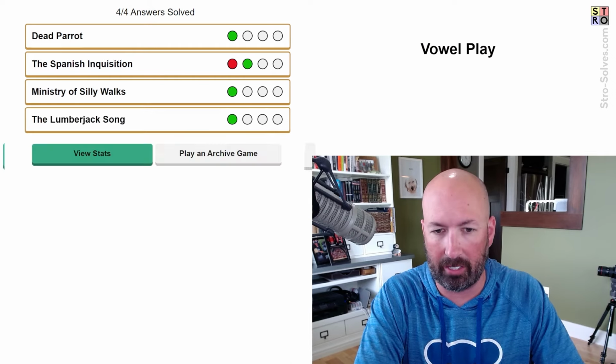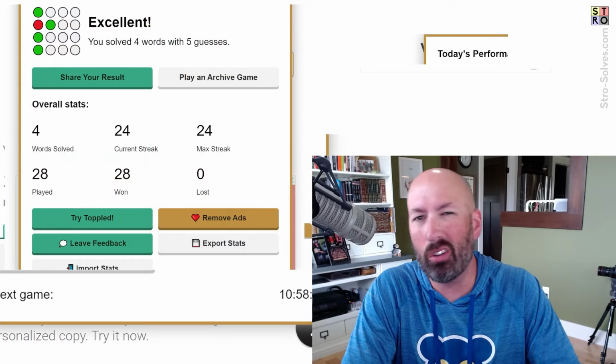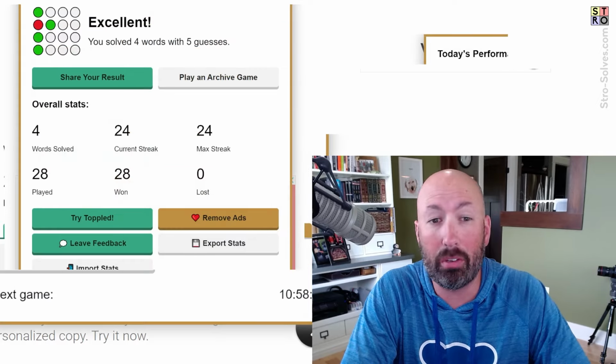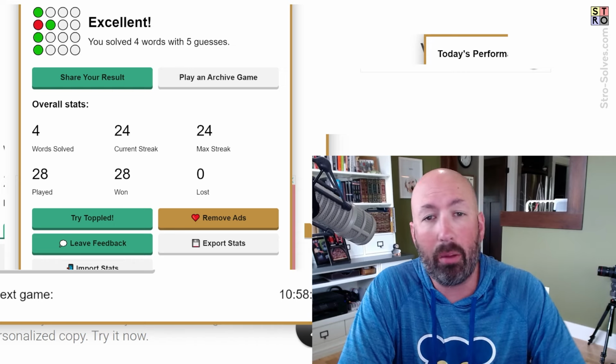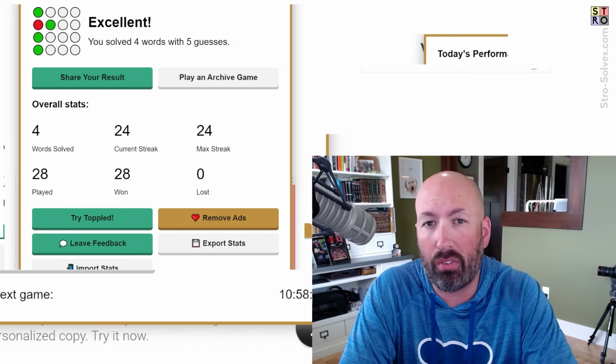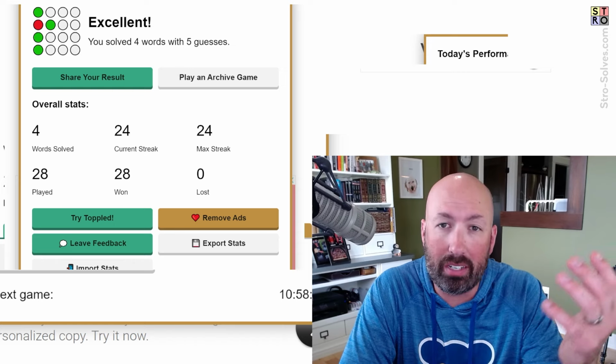The Lumberjack song. Okay. Well, two of them I knew, made a little typo on one of them. Two of them I did not know, but I was able to figure out just from the consonants. So very cool. All right, well, let me know if one of these is your favorite Monty Python sketch, if you have a different favorite, and of course, how you did solving this one today.